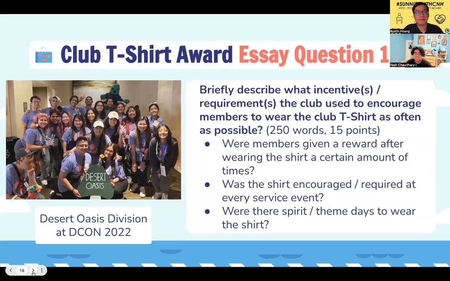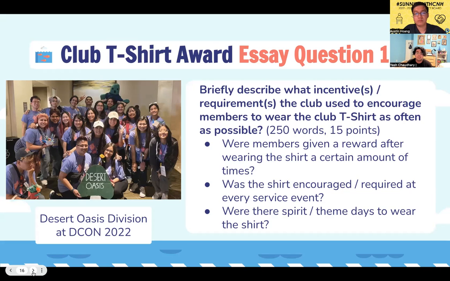So now we're going to go into several essay questions that this club t-shirt award offers, and you must fill out. The first one is: briefly describe what incentives or requirements the club used to encourage members to wear the club t-shirt as often as possible. All of these essays have a 250 word max, but that does not mean you have to write 250 words. There have been clubs in the past that wrote less about it and they still got the award.